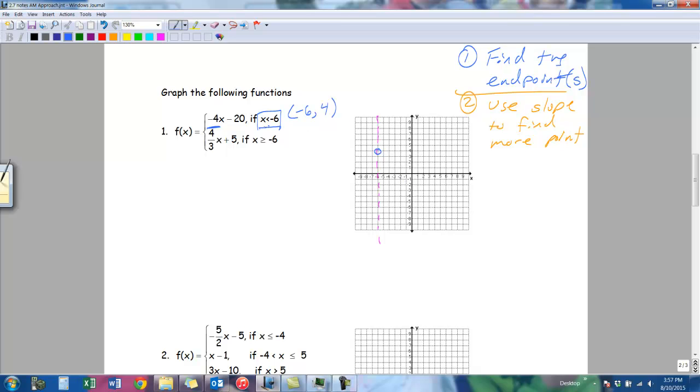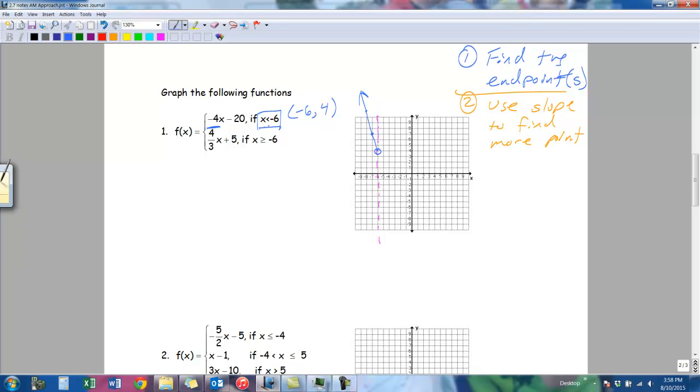However, this line happens when x is less than -6, when it is on this side of -6. So I can't go down 4 and right 1. That puts me on the wrong side of it. Instead, I've got to go up 4 and left 1. Up 4 and left 1. I know it feels like you're going up, but when you draw that line, you'll see that from left to right, the graph is going down.